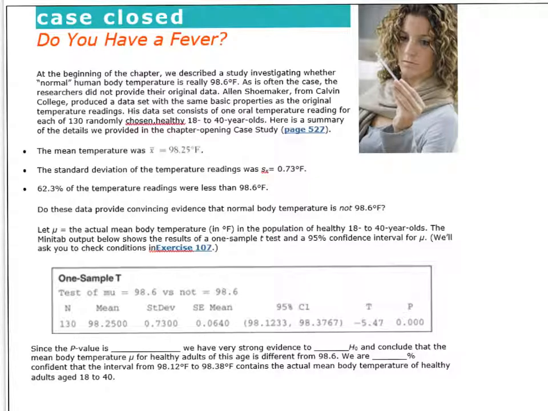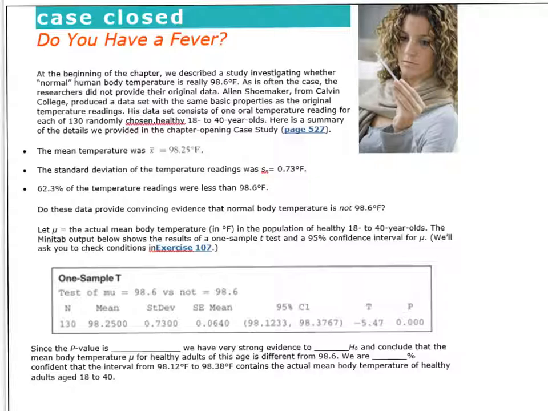We can tell that they tested H-sub-0 that mu was equal to 98.6. They want to test H-sub-a that it's not. Here is the confidence interval that came out of it. Here is the test statistic. Here is the p-value for that. Now notice the p-value is pretty much 0. So since the p-value is 0, we have strong evidence to reject H-sub-0 and conclude that the mean body temperature for healthy adults at this age is different from 98.6.